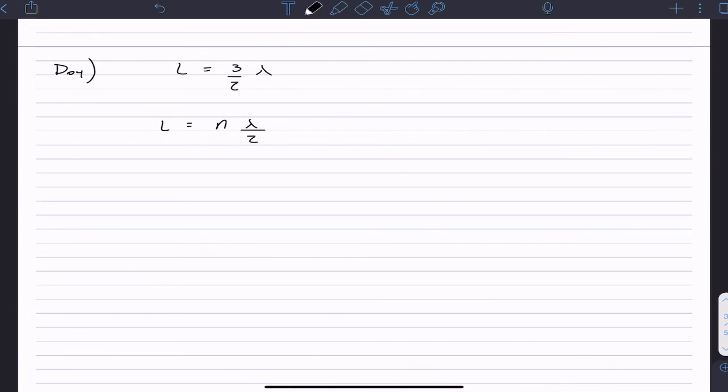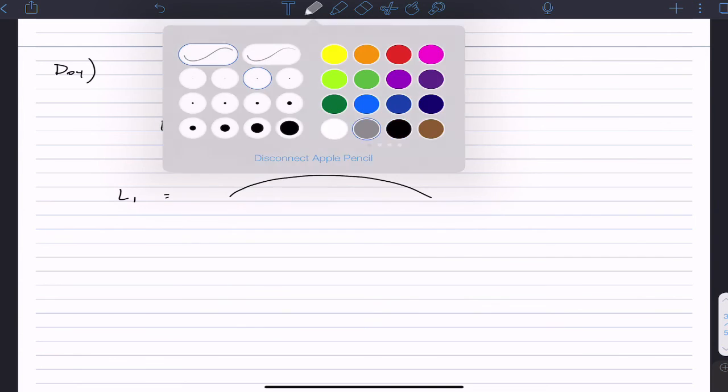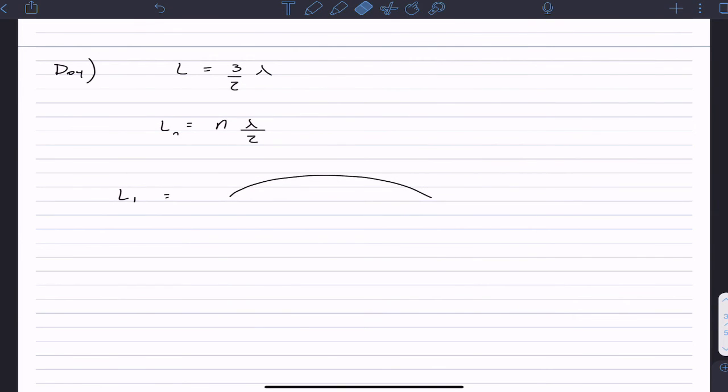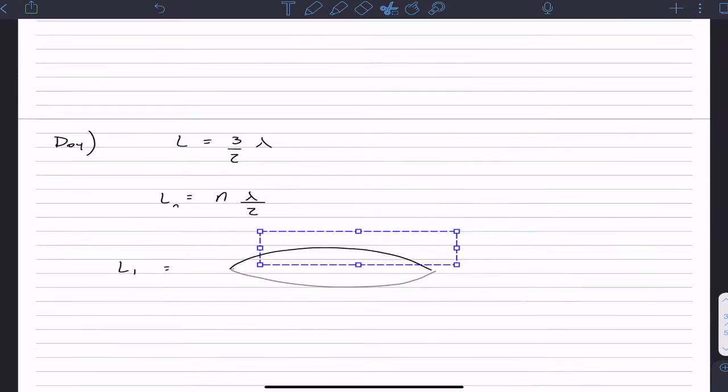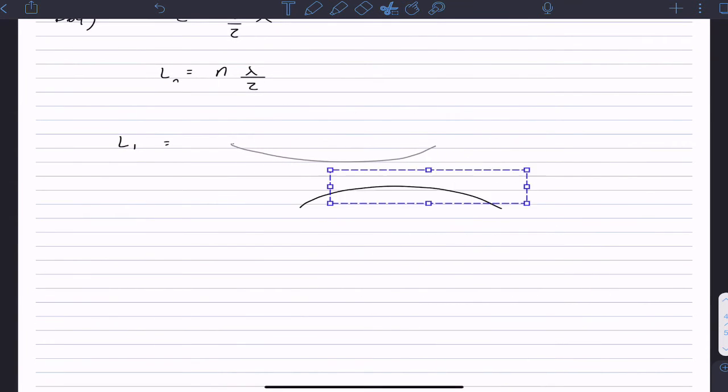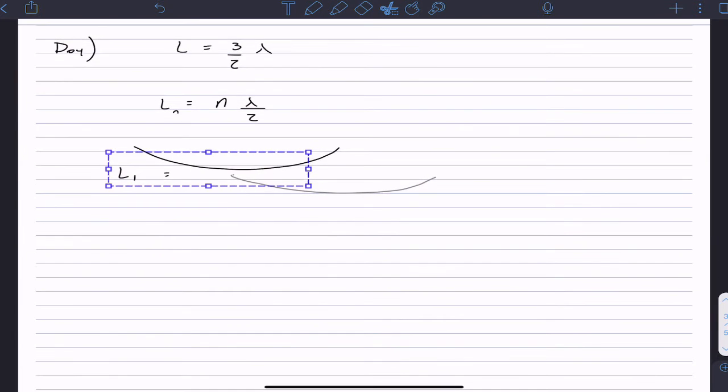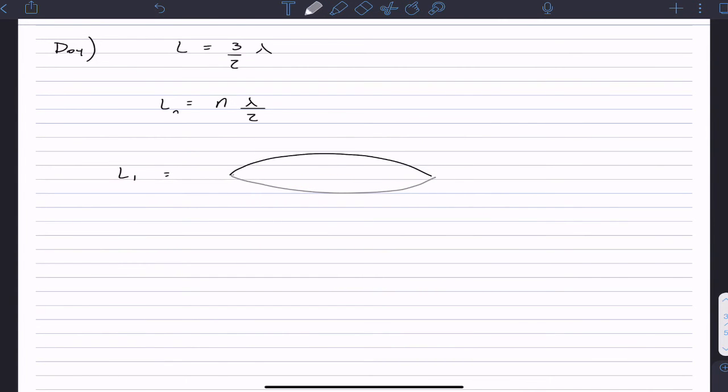So what does this look like? Well, let's say L_n. For L1, let's say n is 1, we have a standing wave that looks like that. Oh, man. You know what I'm trying to do. I think you get it. Maybe I could just flip this over. Okay. Well, anyway, that doesn't matter.